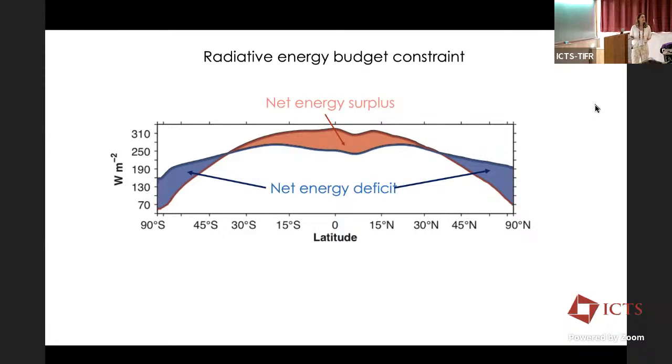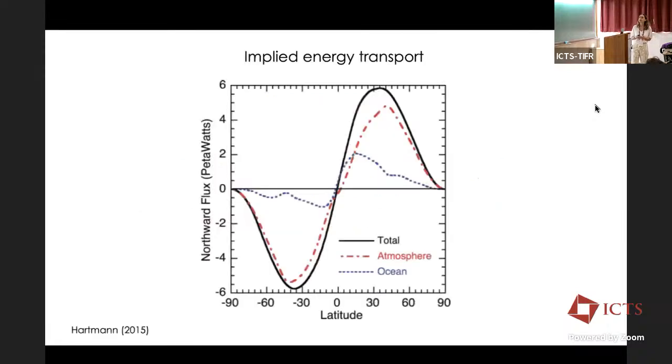This is to say, here we have more energy that is lost as OLR emitted back to space than is absorbed. And of course, for the system to reach steady state and equilibrium, there needs to be a general circulation of the atmosphere and the ocean. Both of the fluids in the climate system accomplish this, as they need to transport energy from the regions of net energy surplus to the regions of net energy deficit.